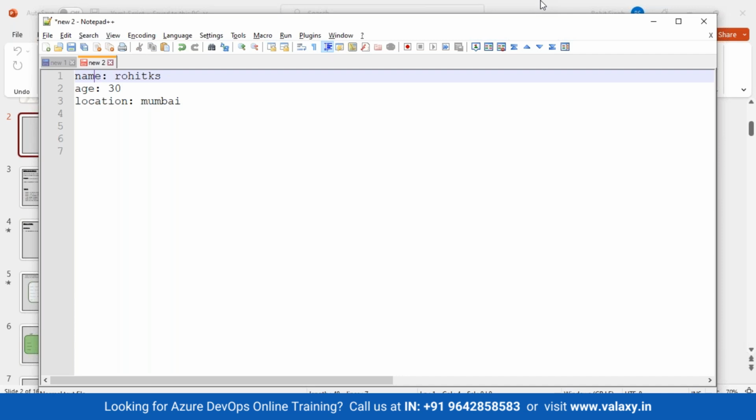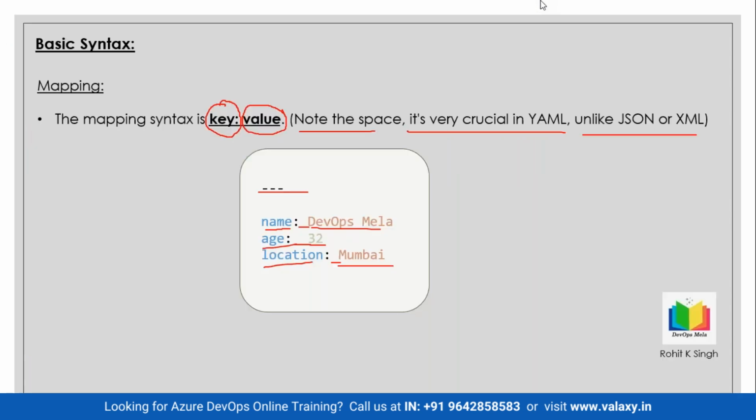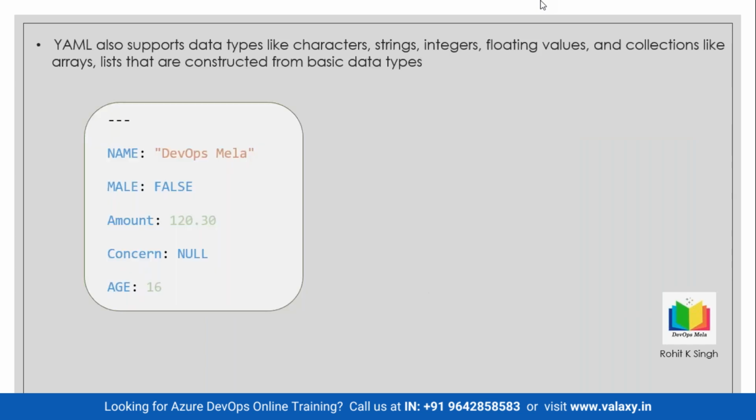And this is what key value pair is in YAML. And this syntax you'll be using a lot. This particular syntax, mapping values, you'll be using a lot when you start writing your YAML file. Keep this in mind. Okay, followed by YAML also supports data types like strings, characters, integers, floating values, and collections like arrays, lists that are constructed from the basic data types.